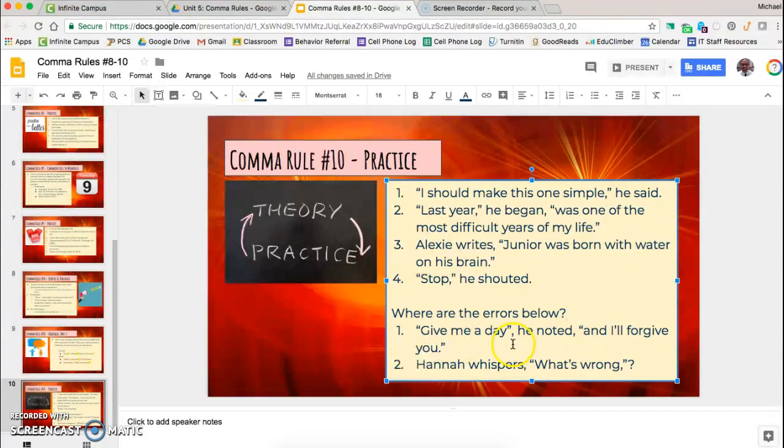Down here, if you're trying to find the errors, it says give me a day, he noted, and I'll forgive you. There's only one, so hopefully you're able to see that this person mixed up the order, so they put a quotation mark before their comma, which is incorrect. You want to switch it so it's comma and then quotation mark. And then down here, Hannah whispers, what's wrong? This one has actually two things. One, the person's trying to squeeze in a comma here, but also the quotation mark should be over here. Okay, so that's what it should look like if it was corrected.